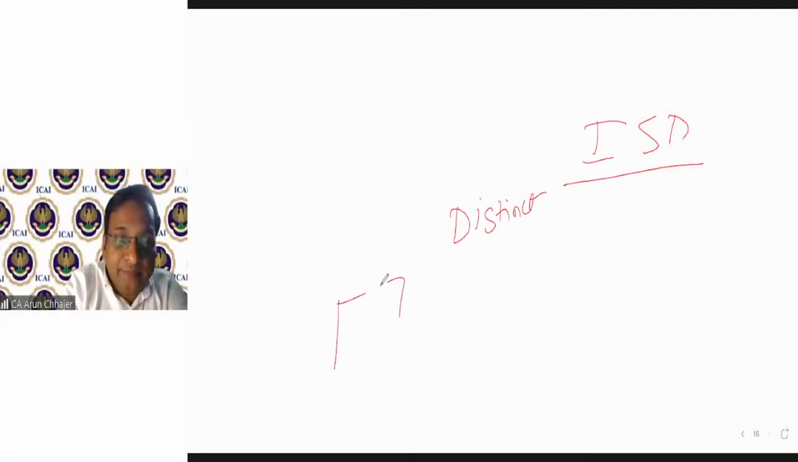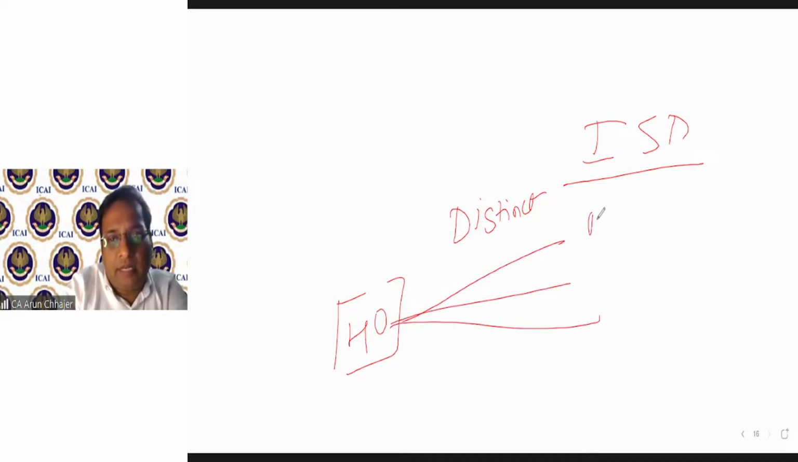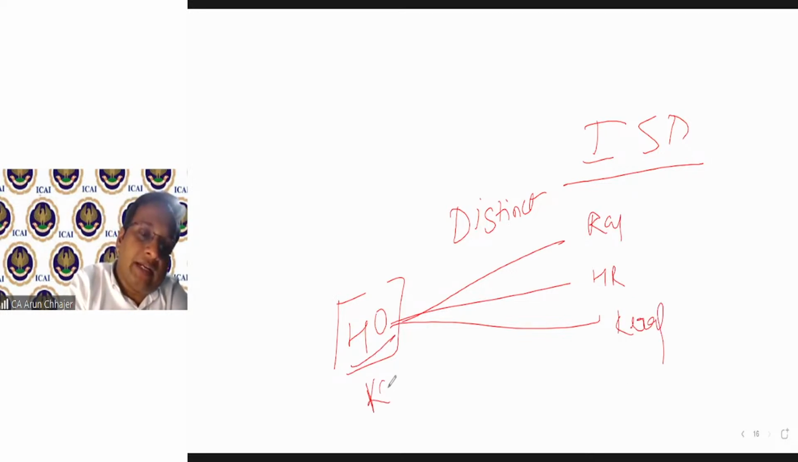Sure. ISD. I'll explain. What is the concept of ISD? See, ISD full form is input service distributor. So you know the concept of distinct person, correct? One PAN, multiple GST. Let's say one head office is there and there are multiple branches. Branch one is Rajasthan, one is Haryana, one is Kerala, and the head office is located in Karnataka.